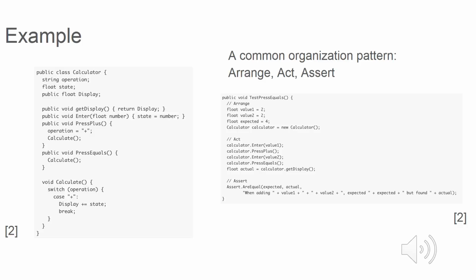The function is organized in a common format known as arrange, act, and then assert. This means that you first set up the test by initializing a couple values, the expected output and the actual calculator class. Then you have the code to act on the unit. This means calling the necessary functions in the calculator class to get the expected output. Finally, we have the assert section, which checks to ensure that the expected result matches the actual result. In this case, that 2 plus 2 actually displayed 4.